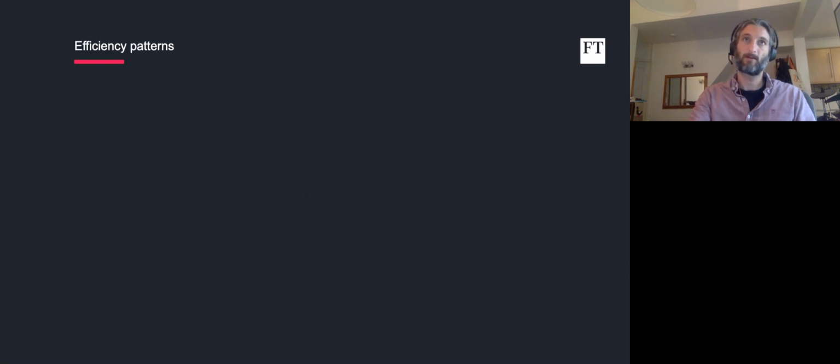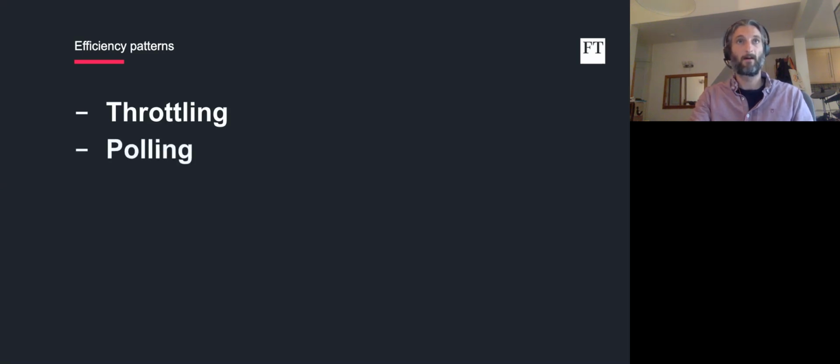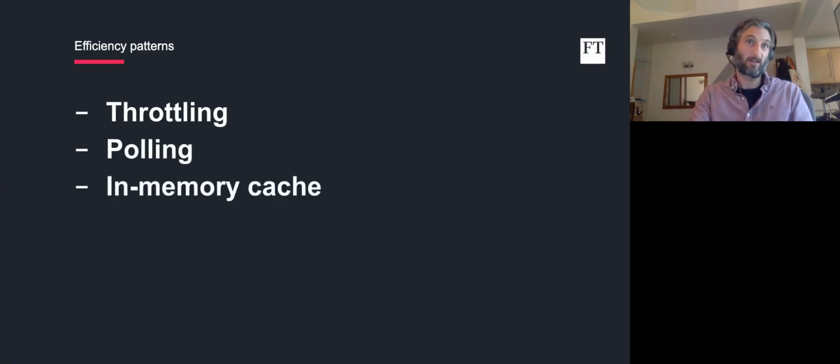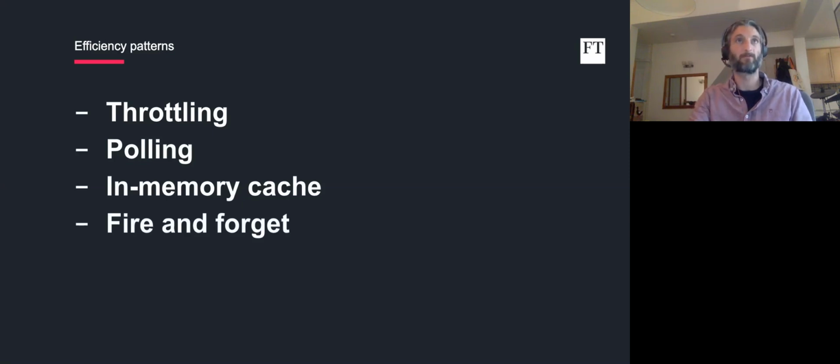But I'm a Node.js programmer. I used to specialize in performance, so there are various patterns you can apply. You can throttle functions to avoid too much computing needing to go on. There's a pattern called the long polling pattern, which I'll go into a bit later. You can use in-memory caching, and use fire and forget, so you can make a request and only wait for what you need.